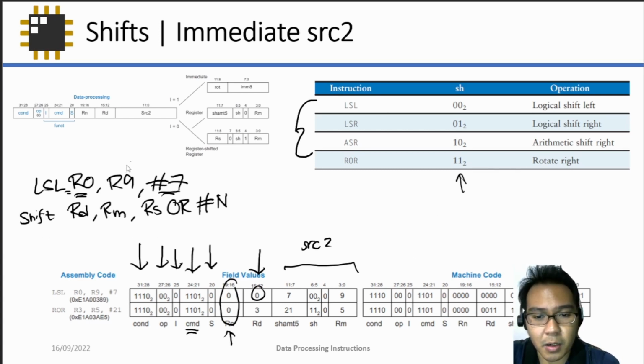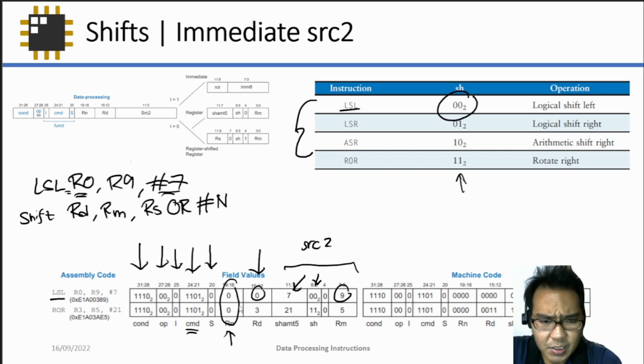So okay, now R9 is Rm, and then 7 is the shamt, the 5-bit shift amount. Depending on the type of shift, you have here 0. So you know that it's left shift logical. Left shift logical is up here. It says 00, so we put here 00. This thing is hard coded to 0, so we're not going to touch that one.